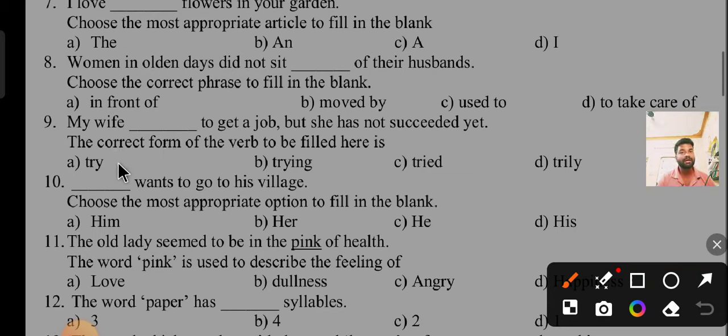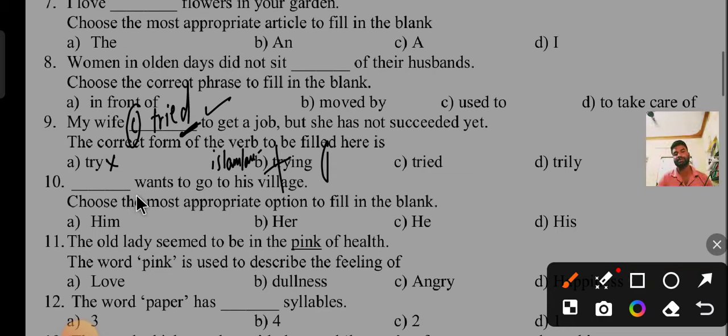My wife try, already succeeded. Try: the action has already happened here, and try is present tense. It doesn't come as trying; if there is is, am, are, then trying would come, so it is also wrong. Then option C, tried, is suitable here. My wife tried to get a job but she has not succeeded at. Option C, tried, is the right answer, my dear students.